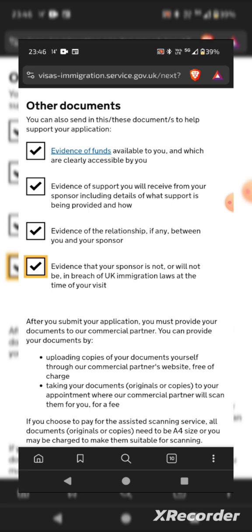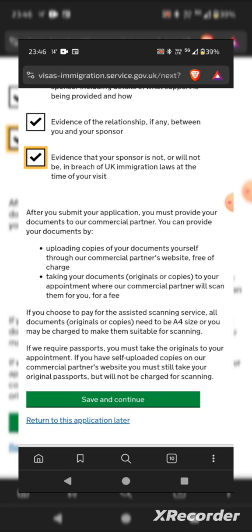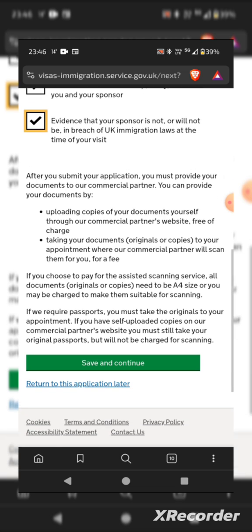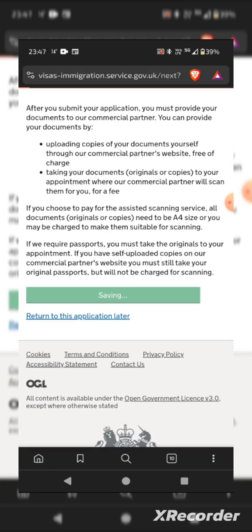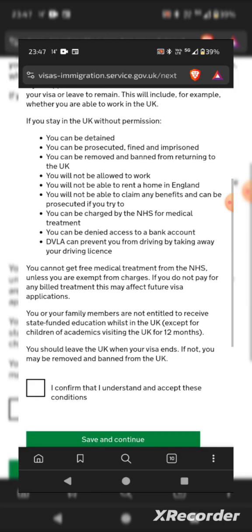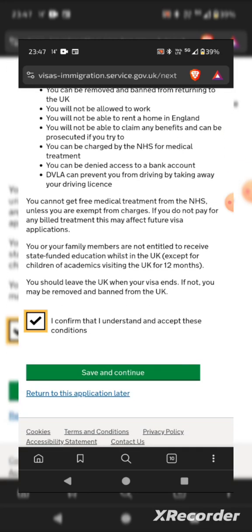So other documents you submit. Like I said, each application is different, right? So don't think one stone kills all the birds. Okay, they are different. Remember, you can upload your documents through the website, or you can go to the application center and do it. Make sure you read all of these things because they're very important, guys. So save and continue, and then all of this stuff I confirm. Save and continue. Okay.